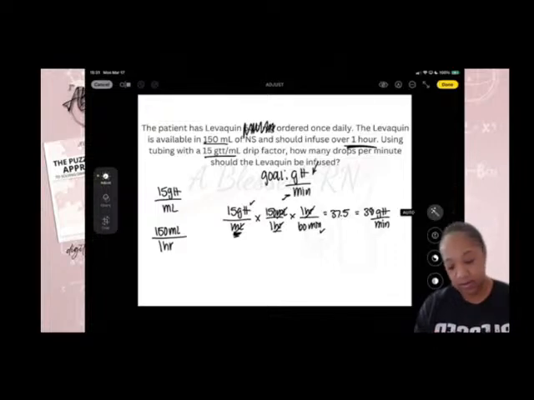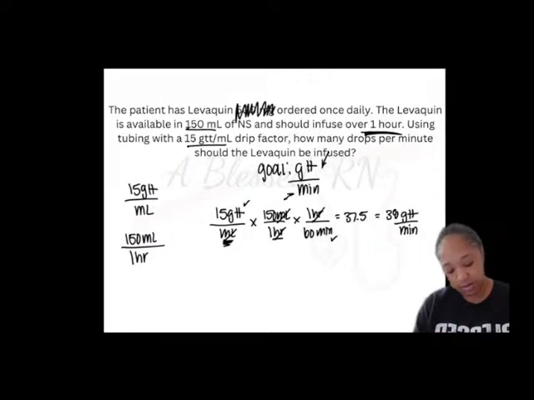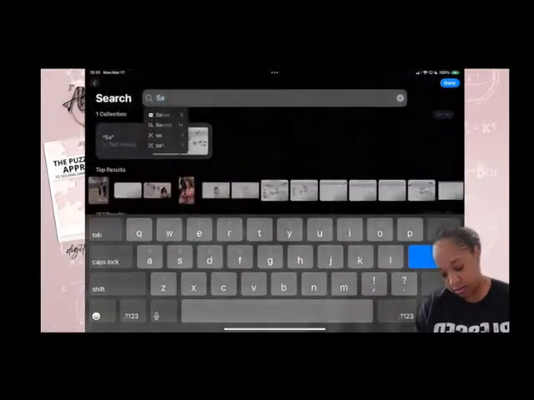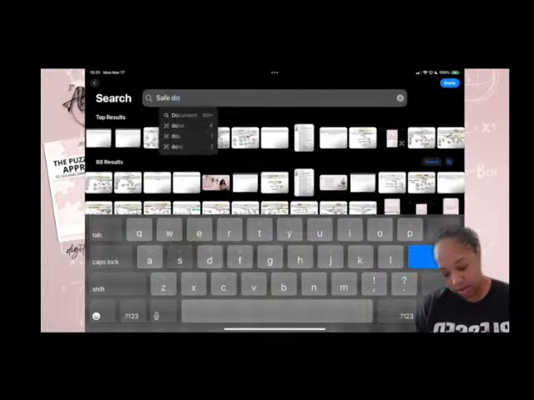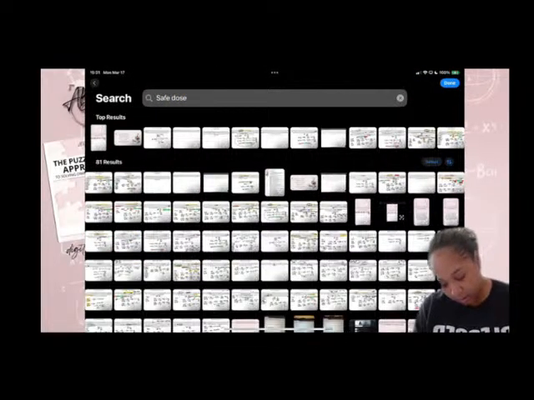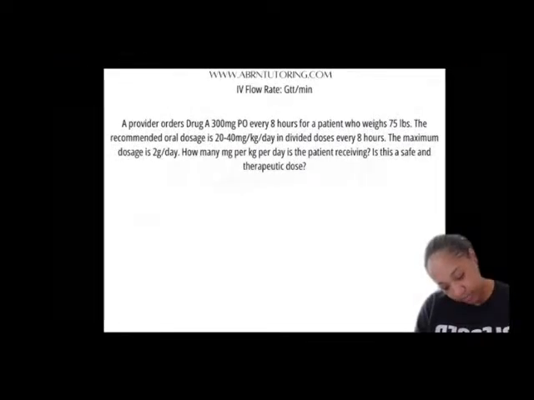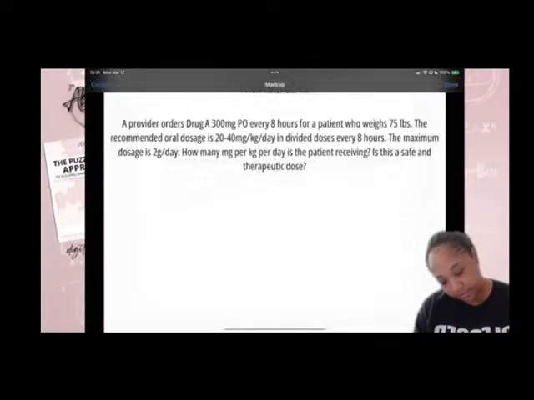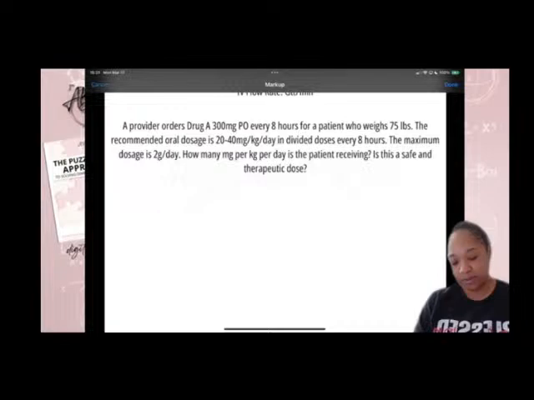Safe dose? Yeah. Safe dose. Let's see. This looks okay. It says drop per minute, but it's safe dose.